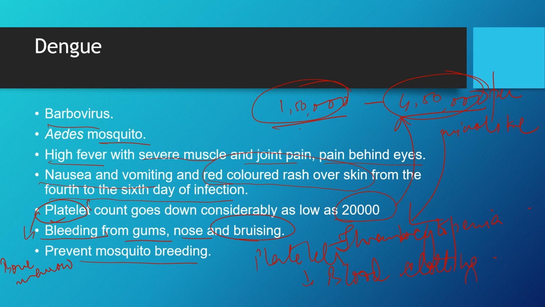And in case dengue has happened or you have tested positive for dengue, you should go to the doctor, take medicines, and you should be attended properly by the physician. Okay, so these are all about dengue. So let us move on to the next mosquito-related disease, that is chikungunya.